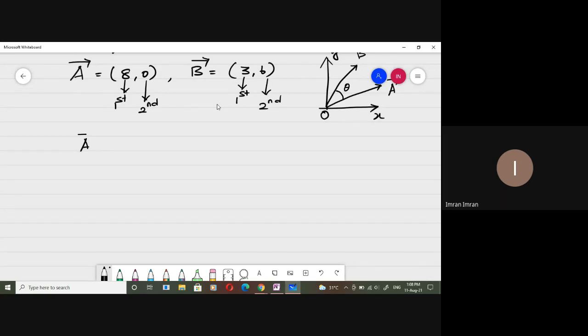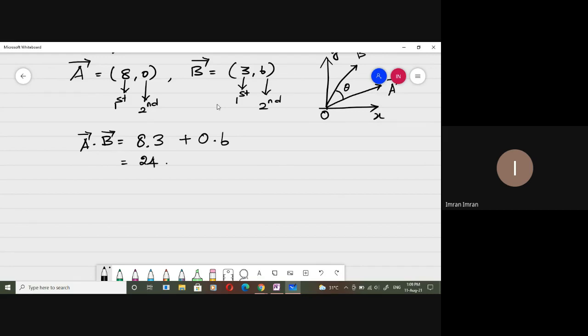A vector dot B vector, which is equal to multiplying the first coordinate of A with the first coordinate of B. The first coordinate of A is 8, the first coordinate of B is 3, plus multiplying the second coordinate of A vector into the second coordinate of B vector, which is 6. That is equal to 24. This is one of the methods.